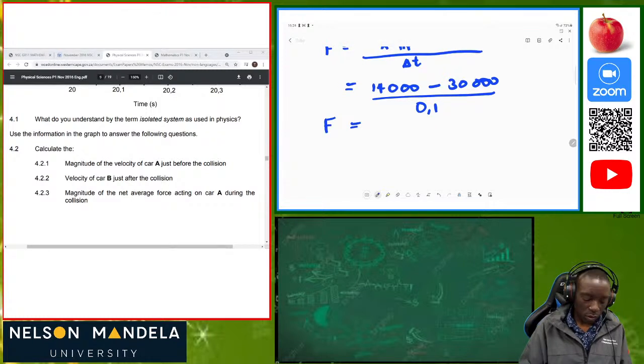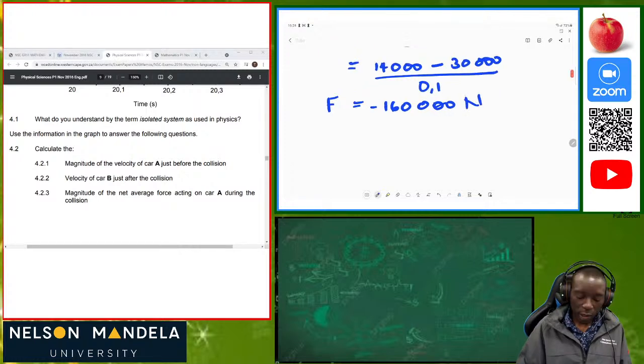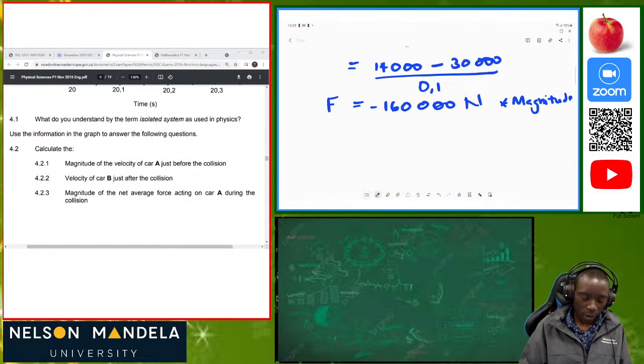So 16,000 over 0.1, that's 160,000 negative newtons. So the question says, take note, magnitude. This negative implies the direction of the force is opposite to the initial direction of motion of car A. So that's why it is negative. So for magnitude, that average force is simply 160,000 newtons.